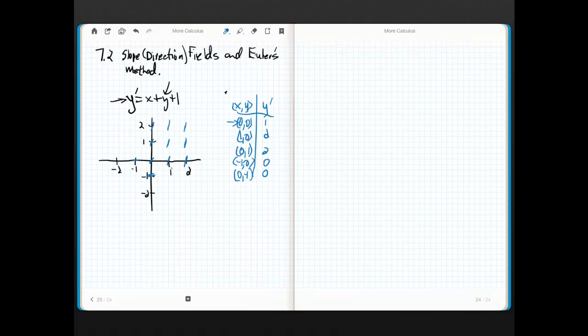Well, let's play some more. How about 1, -1? 1 minus 1 is 0 plus 1 is 1, right? 1, -1 gives me 1. Let's make sure I am where I want to be here.